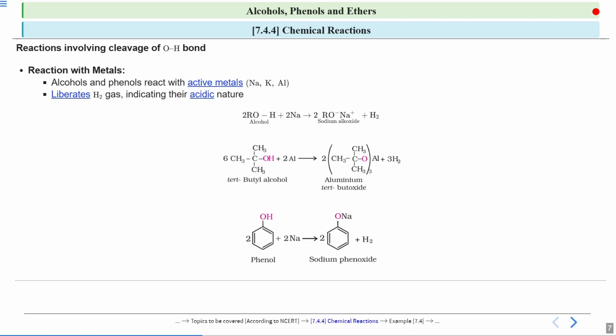Okay, so you need to remember that to show that alcohols and phenols are acidic in nature, they are reacted with metals, and when they react with metals, they liberate hydrogen gas, and the oxygen-hydrogen bond is cleaved. So the respective alkoxides and phenoxides are formed. Okay.